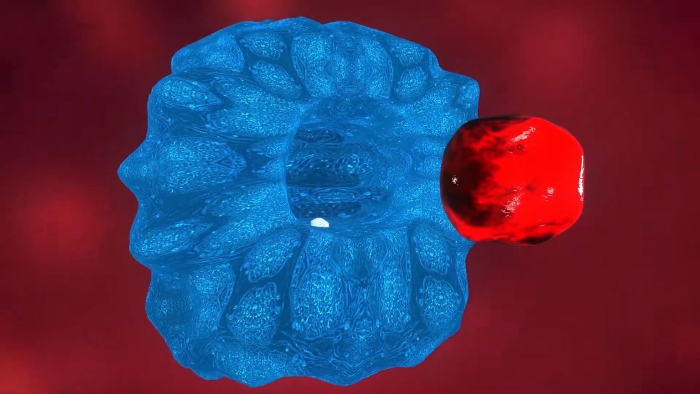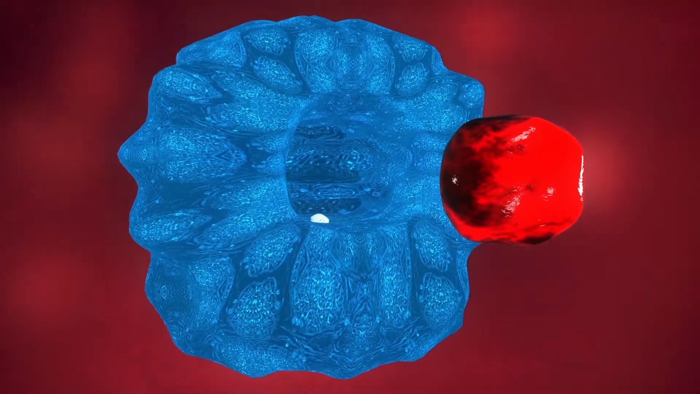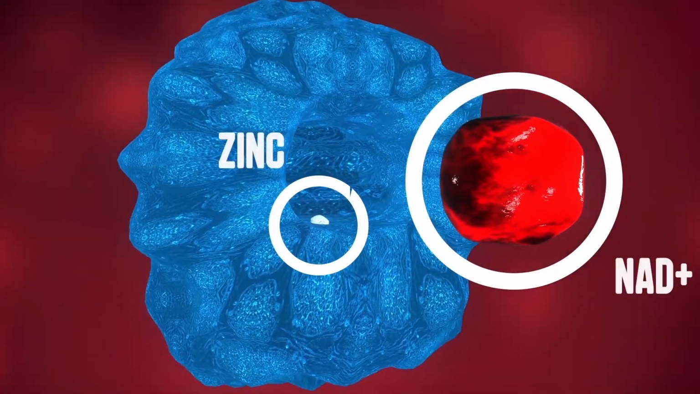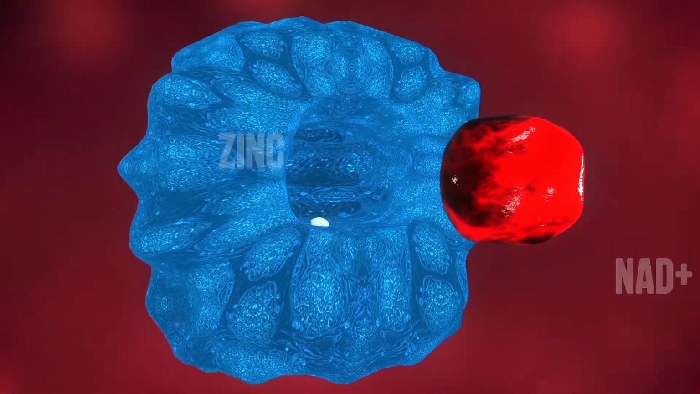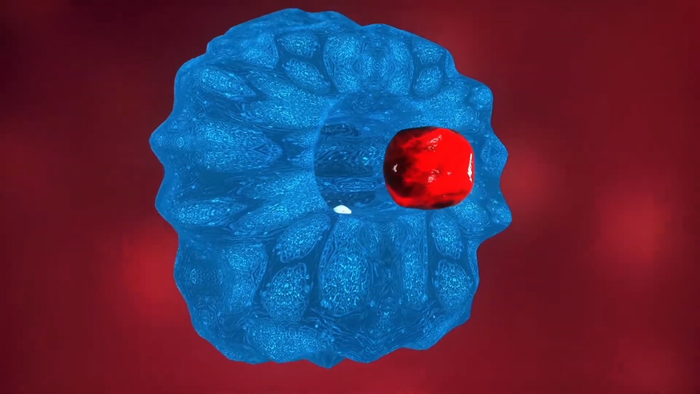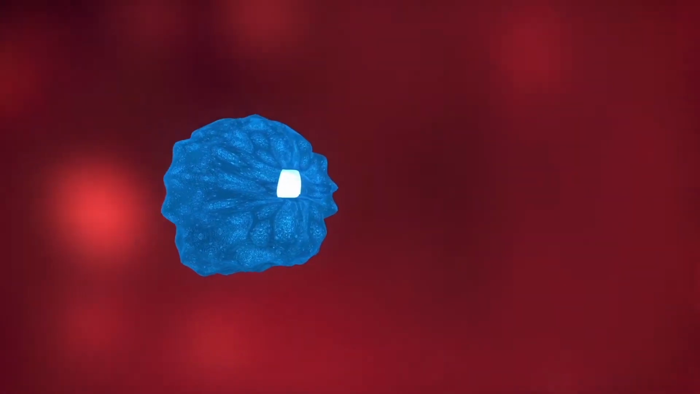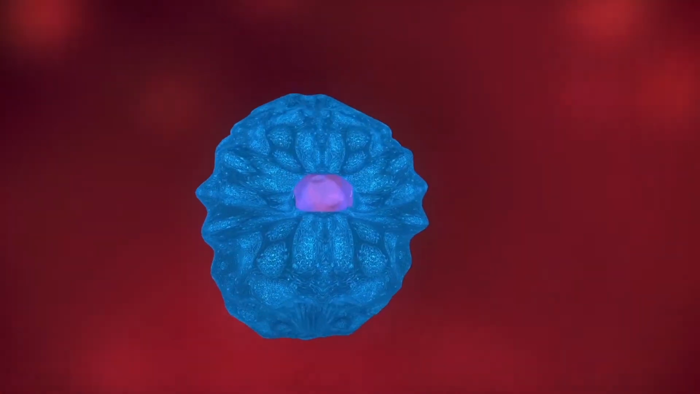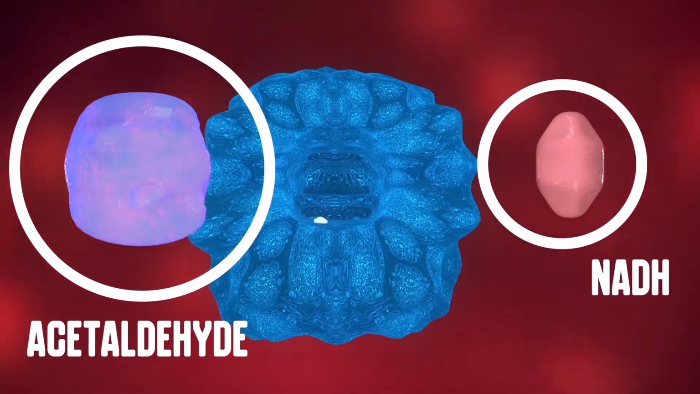Organic cofactors are either coenzymes that are used up in the reaction or prosthetic groups that are tightly bound to the enzyme. Inorganic cofactors can be things such as metal ion activators or iron-sulfur clusters. In this case, our enzyme has both NAD+, a coenzyme, and zinc, a metal ion activator. Cofactors take part in the catalyzed reaction. As ethanol is converted into acetaldehyde, NAD+ is used, releasing NADH.